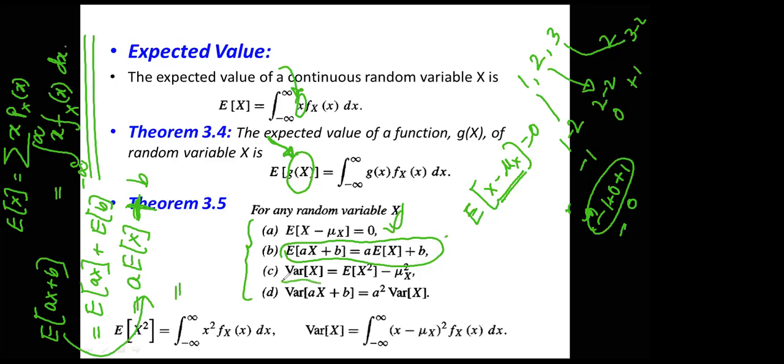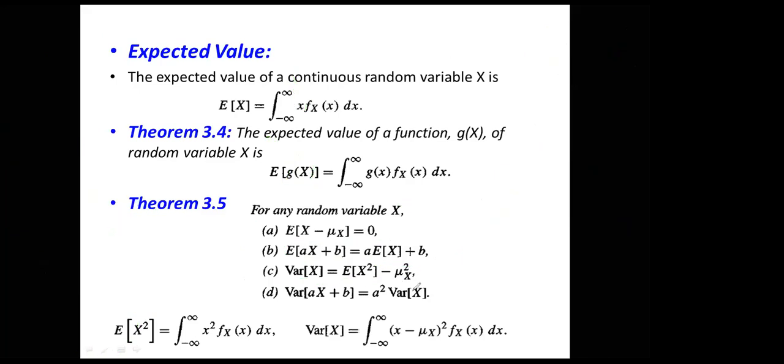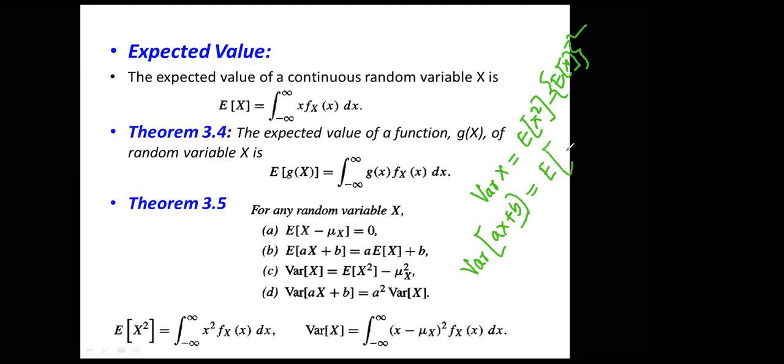Variance equals EX square minus mu X square. That proof we have already done, isn't it? Yes, sir. Already we have done. So the last one: variance of AX plus B equals A square variance of X. If I want to prove it, variance of X equals E of X square minus E of X whole square. We know that. So what is the variance of AX plus B? That should be expected value of AX plus B whole square minus expected value of AX plus B, whole square.